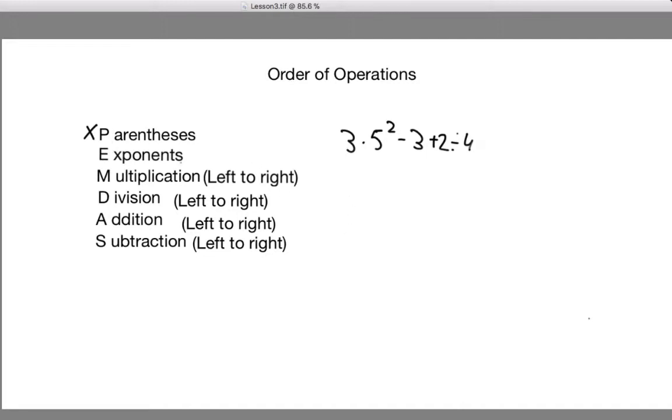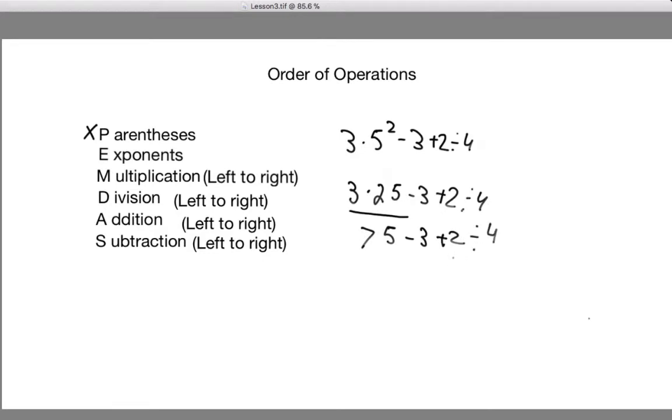Let's check for exponents next. And lo and behold, we do have 5 squared. Let's solve that part first. So we have 3 times 5 squared, which is 5 times 5, which is 25. Put that over here: minus 3 plus 2 divided by 4. Now let's do the next step. We find that we have multiplication over here, so it's 75. 3 times 25 is 75. Minus 3 plus 2 divided by 4.